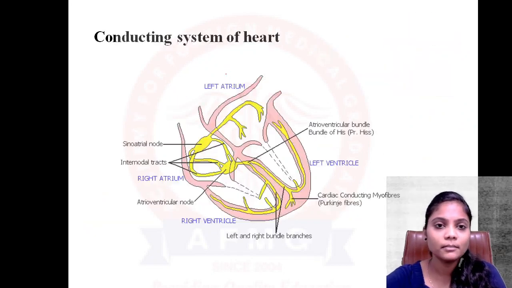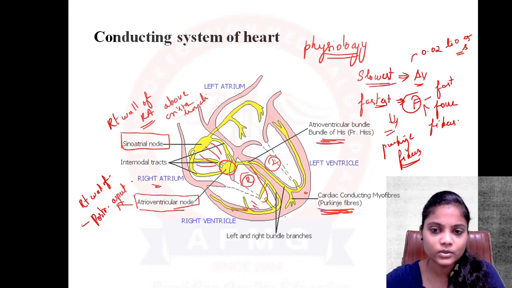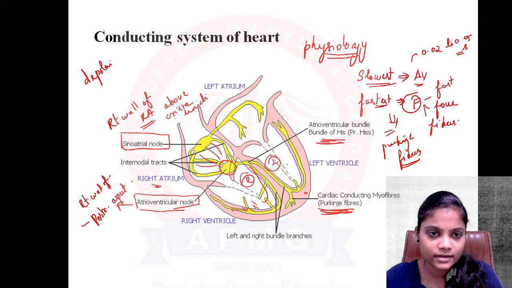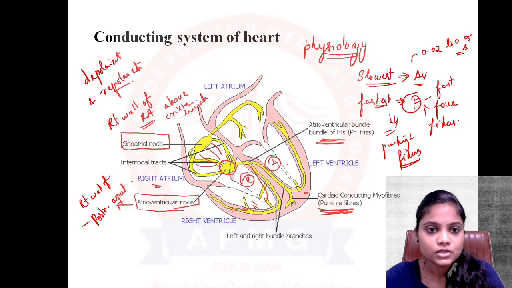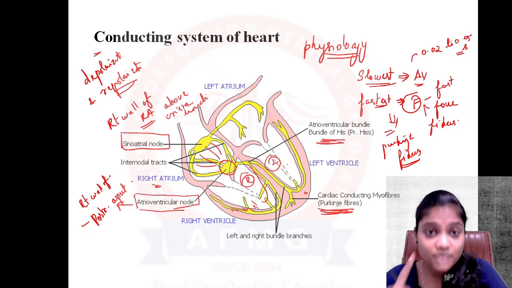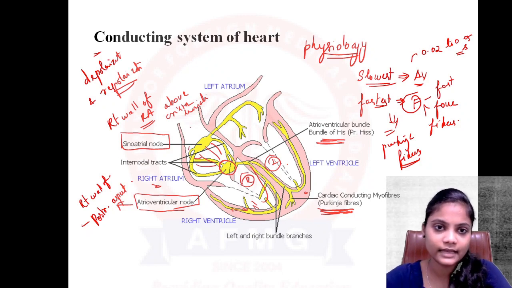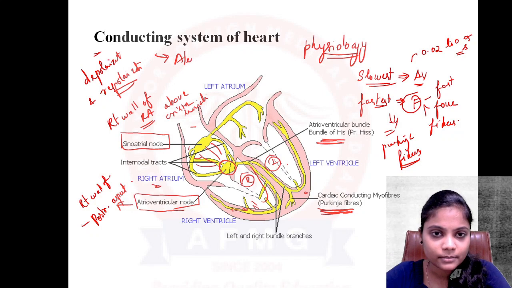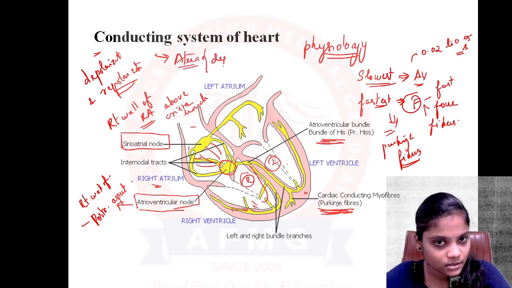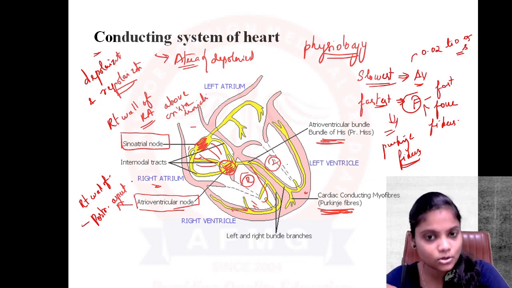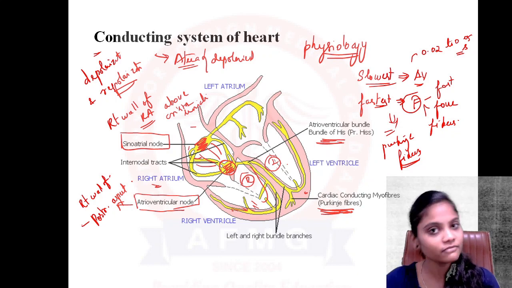In your conducting system, the depolarization and the repolarization parts are very important. In all this depolarization and repolarization, the first thing to get depolarized is your atria. Atria will be depolarized first. Then the impulse comes from your SA node to the AV node. Further on, it passes on to your bundle of His, then it passes on to your fibers.